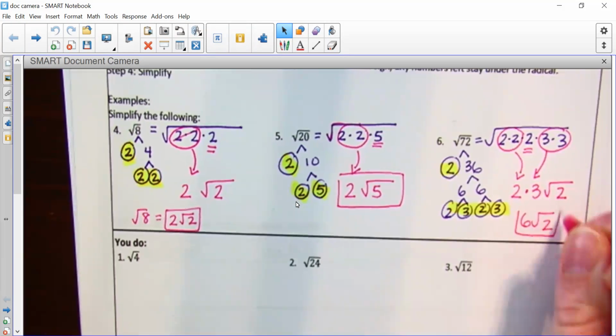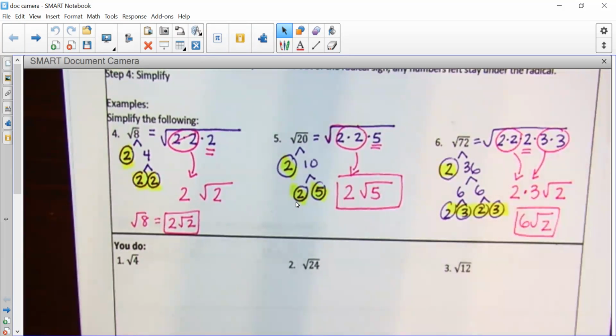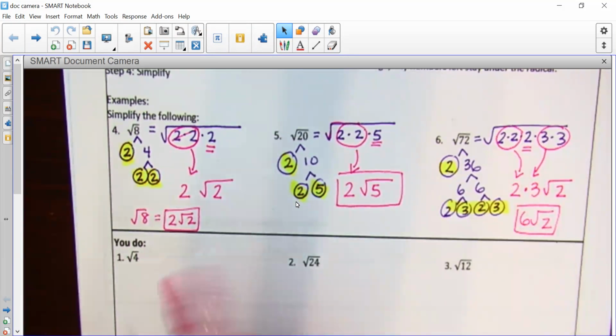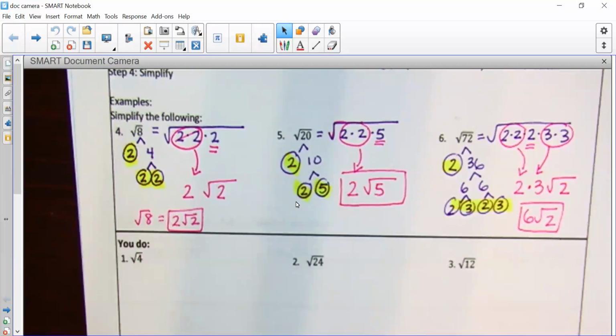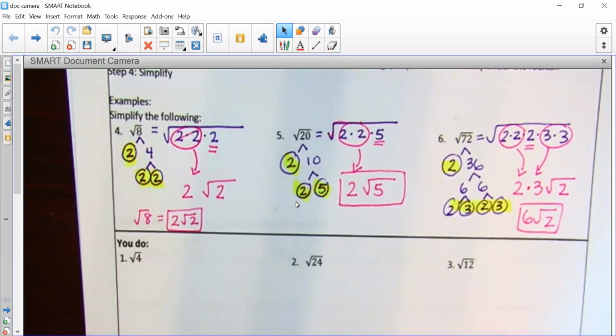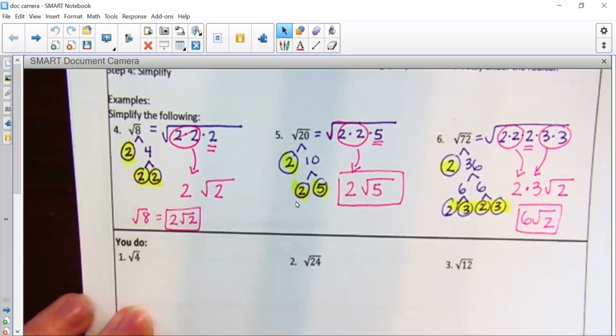And if I have more than one number left underneath, say like a 2 and a 5, I just multiply them together. So these are your you-do problems. I would pause if you're watching this at home and try those, and they will be something we do in class. So I'm not going to give the answers here. All right, so that's how to simplify radicals when they're just numbers. Let's look at what happens when we have variables as well.